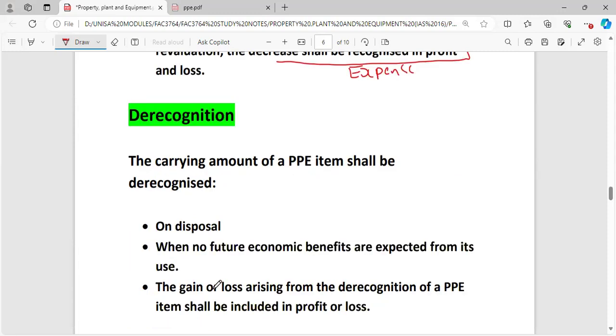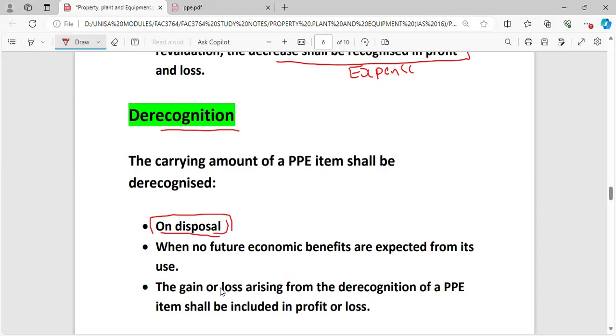Then let's look at derecognition of a PPE asset. Derecognition is removing the asset from the PPE, which means when we sell the asset, that is on disposal, or when the asset can no longer be used effectively to generate income, that's when we derecognize. So an asset can be disposed when it can still generate income. That one is going to be disposal.